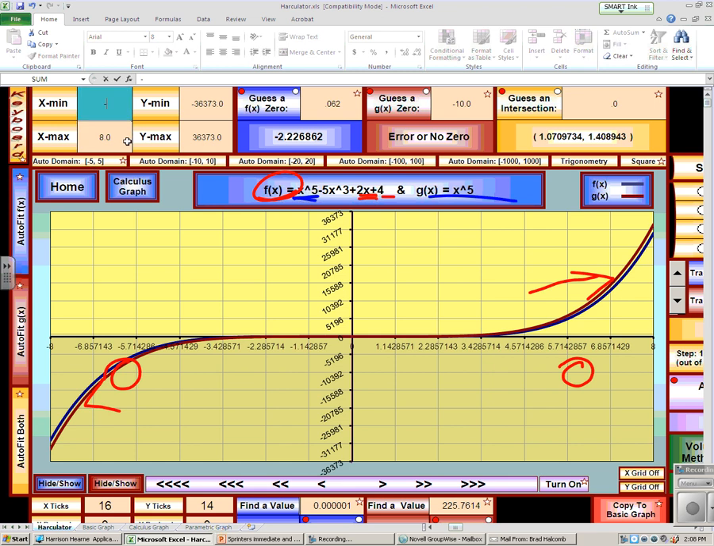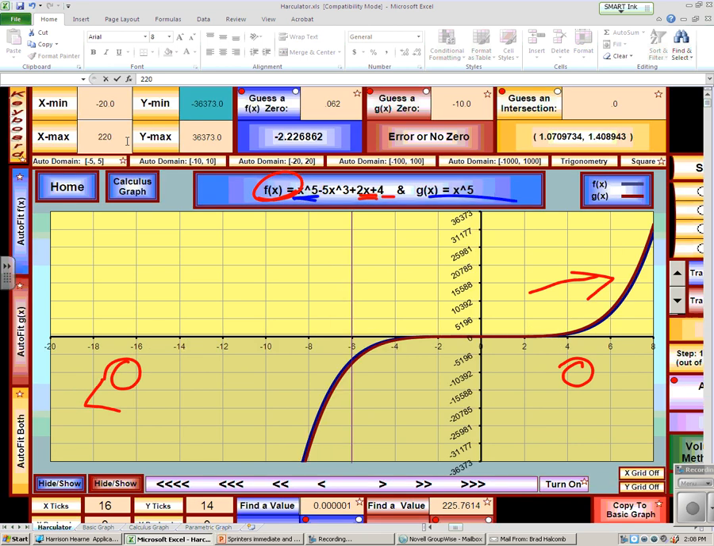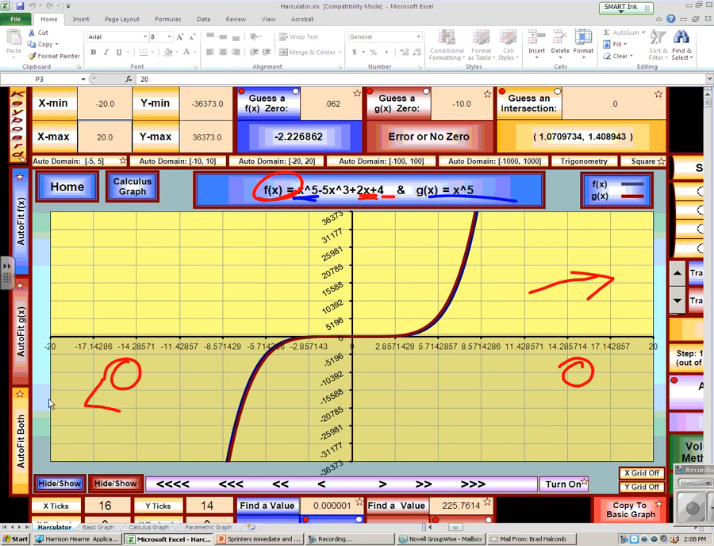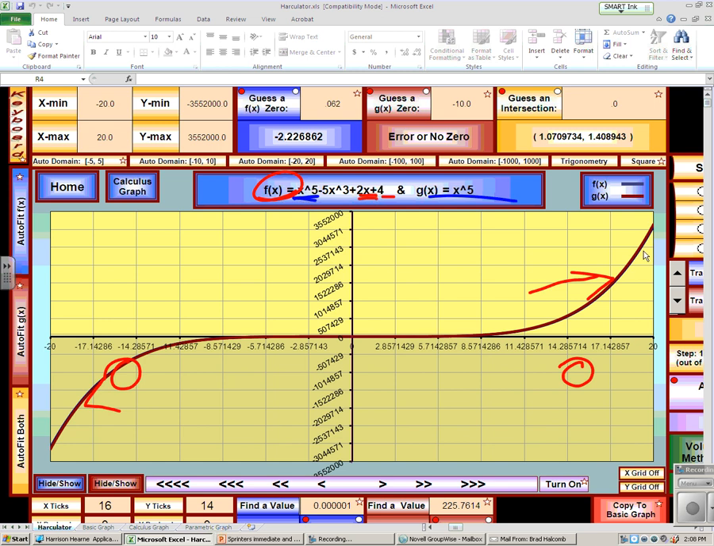Let's go -20 to 20. Hopefully your calculators will handle this. And I graph that guy. And then once again, I'm going to hit zoom fit. And now you might be able to see a tiny bit of blue creeping out. But if we view these two graphs from far enough away, it would be really easy to mistake them for the same graph. They both look like x to the fifth.